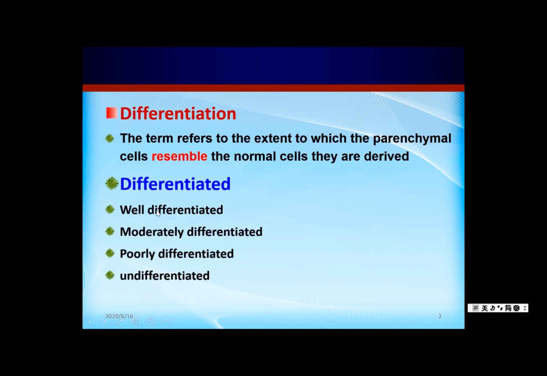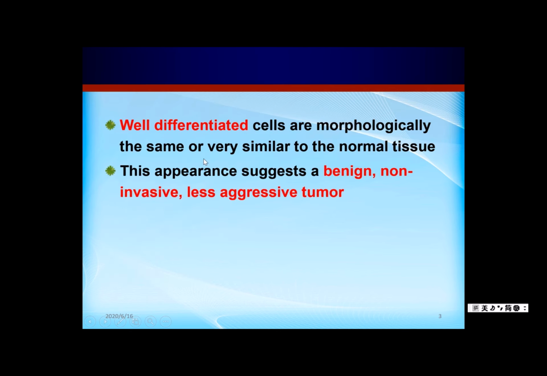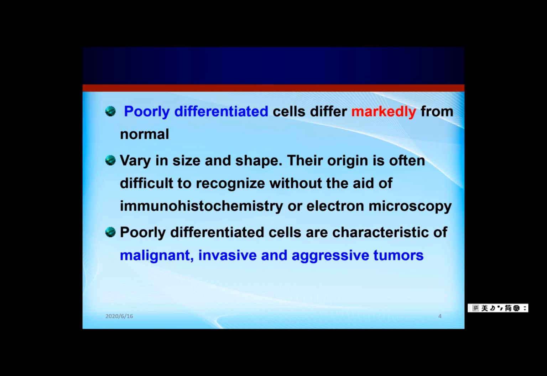Differentiation can be divided into four subtypes: well differentiated, moderately differentiated, poorly differentiated, and undifferentiated. Well differentiated cells are morphologically the same or very similar to the normal tissue. This appearance suggests a benign, non-invasive, or less aggressive tumor. Poorly differentiated cells differ markedly from the normal tissue and vary in size and shape. Their origin is often difficult to recognize without the aid of immunohistochemistry or electron microscopy.